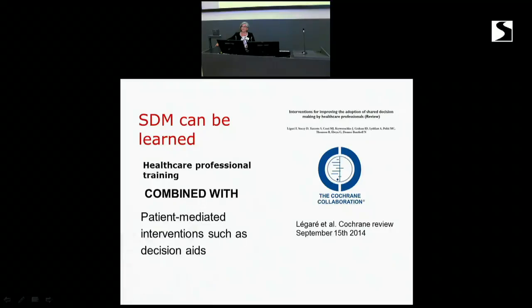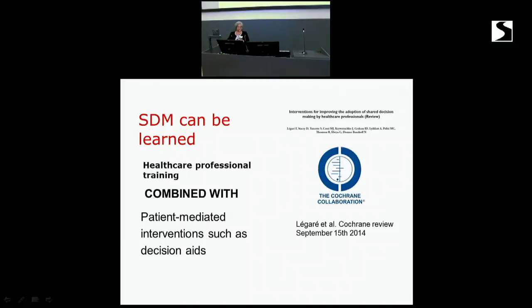So in terms of implementation, France Legare in Quebec City in Canada leads the Cochrane Review on interventions for improving adoption of shared decision making. And what we found of the 39 studies included in the last review is that shared decision making can be learned. Healthcare professionals need training, and we need to combine that with patient-mediated interventions such as patient decision aids.